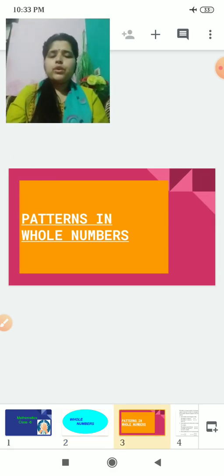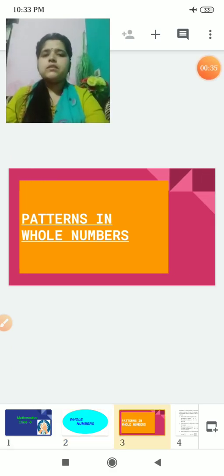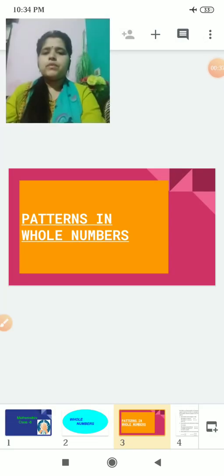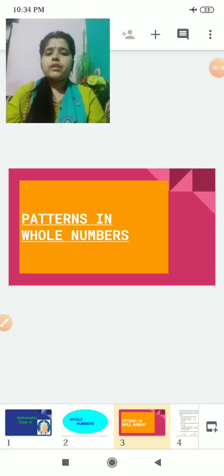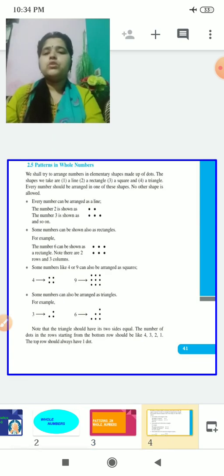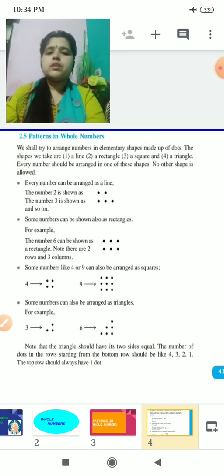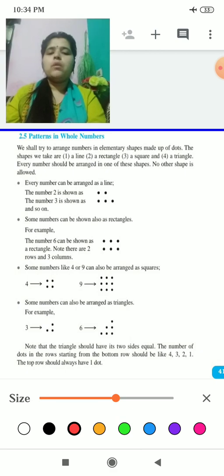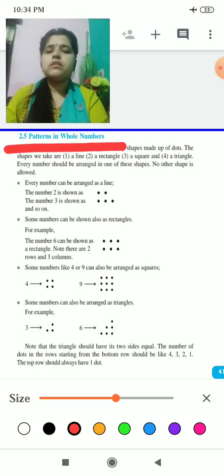Today we are going to take our topic, that is patterns in whole numbers. Patterns in whole numbers means every whole number can be represented as an elementary shape. Every whole number has some shape, whether it is the shape of a line, a rectangle, or a triangle. So today we are going to see how this is done. Our first topic is patterns in whole numbers.